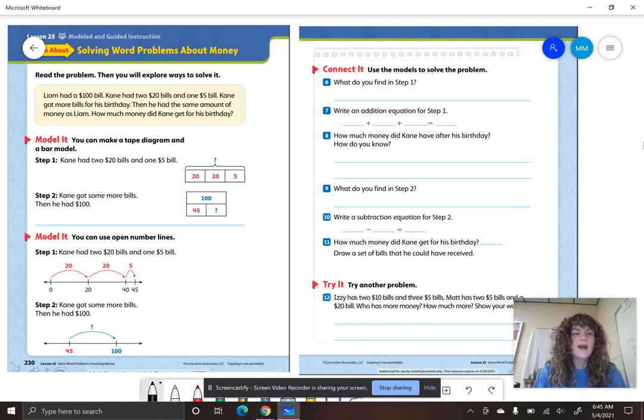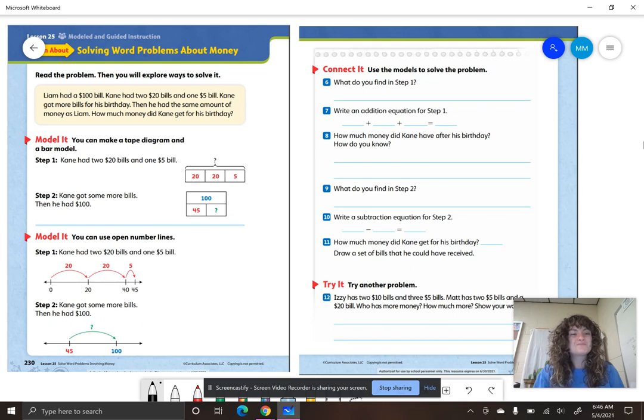It says Liam had a $100 bill. Kane had two $20 bills and one $5 bill. Kane got more bills for his birthday. Then he had the same amount of money as Liam. How much money did Kane get for his birthday? All right, that's a word problem. So what do we need to do, Smarties?